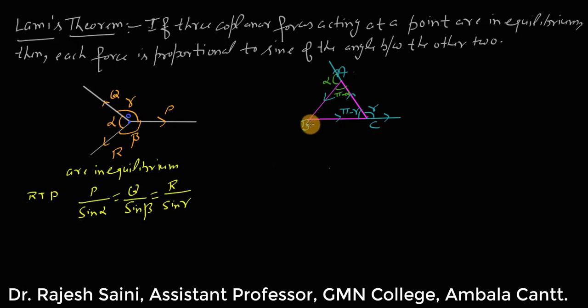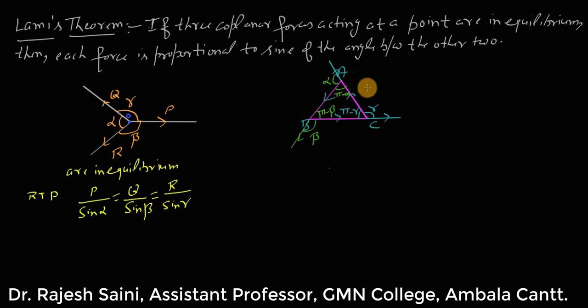So I am going to again plot the line. You will see the angle in this direction. If you see this angle is beta, so this angle will be pi minus beta. So now I have allocated all the angles in the triangle.